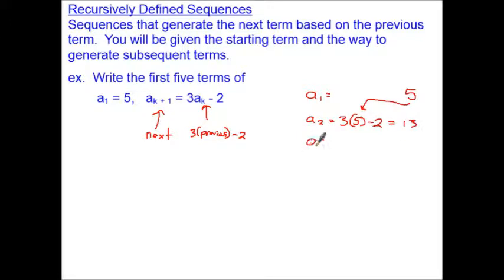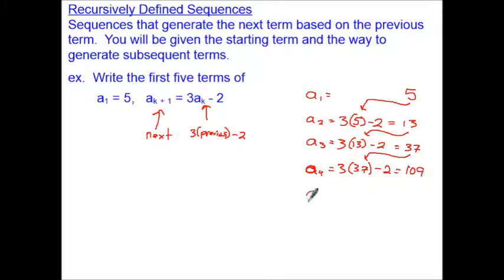Okay, moving on, a sub 3, 3 times the previous guy. There's the 13 minus 2, and it's 39 minus 2, and that's 37. Notice these guys are getting kind of big kind of fast, and that's because of the pattern. Oops, that's an a, not a 3. A sub 4 is 3 times, put that 37 in there, minus 2, and that's going to give me a 109.